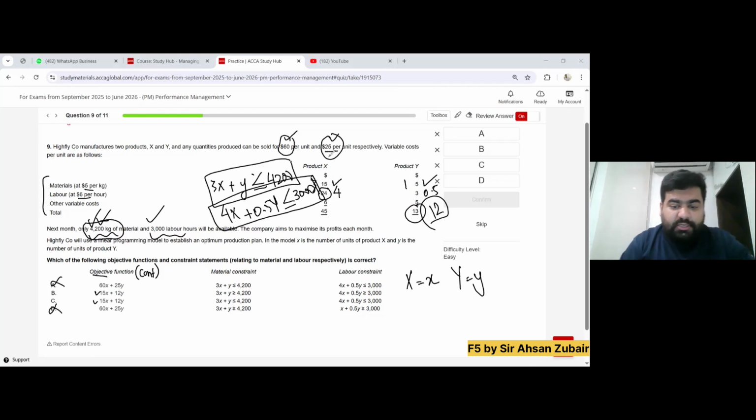So just see the answers. It will be less than or equal to 3. The answer will be C, because the contribution function, the objective function, we have already calculated as 15x plus 12y. For this, 3x plus y should be less than or equal to 4,200, and 4x plus 0.5y should be less than or equal to 3,000. The answer will be C. Let us go to the next question.